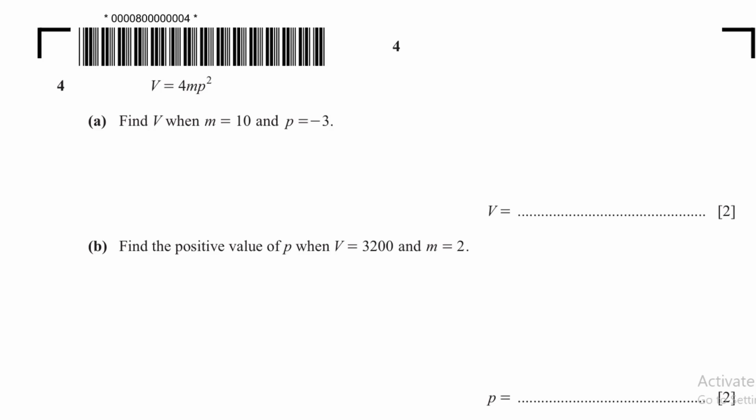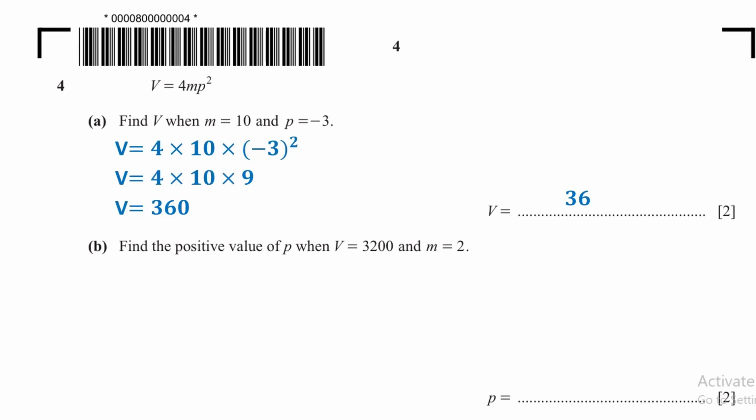Question 4a. We are given v equals 4mp squared. So, we are required to find v when m equals 10 and p equals minus 3. Let's substitute the values of m and p given. We now get v equals 4 times 10 times minus 3 squared. This means v equals 4 times 10 times 9, which is equal to 360. So, we enter 360 on the answer space provided.